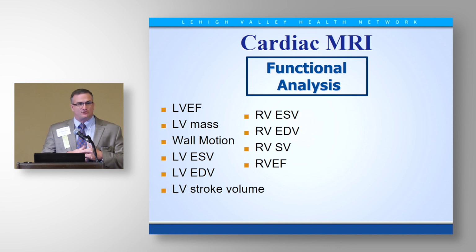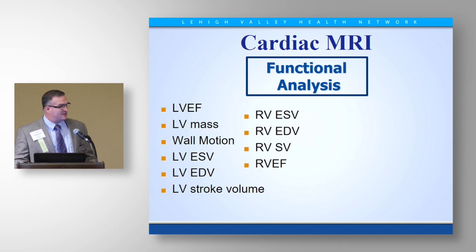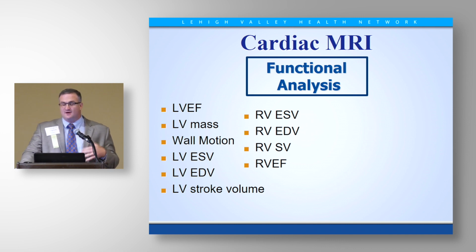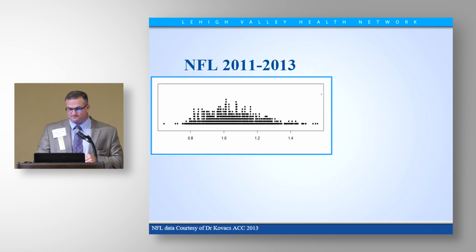So it's really considered the gold standard for a functional analysis. Most of the time, this is what we're using in studies looking at wall motion, stroke volume, LV mass, RV function, congenital heart disease. This is our go-to because it's the most reproducible over all the other techniques.